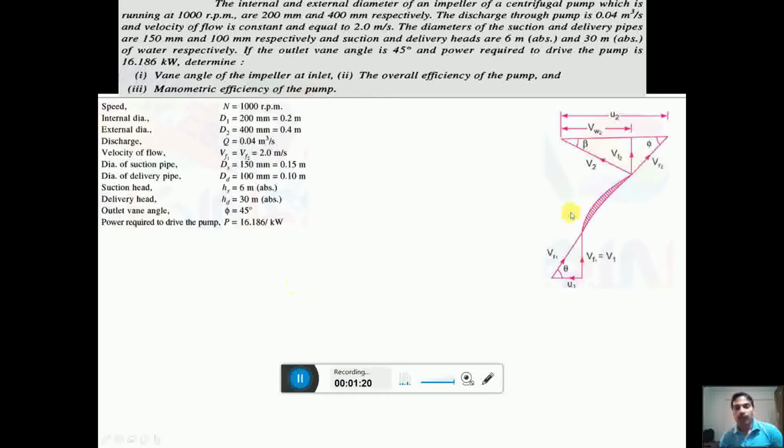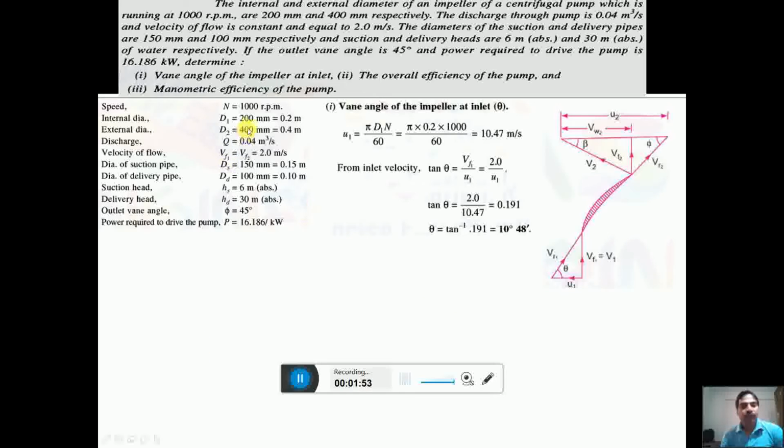Now draw the velocity triangle for the centrifugal pump. As you can see here, this one is simplified velocity triangle where u1 and u2 are drawn in the same direction, whereas in actual cases already you know that u1 and u2 must be drawn along the tangent to the wheel. So for simplicity, simply we have drawn here like this.